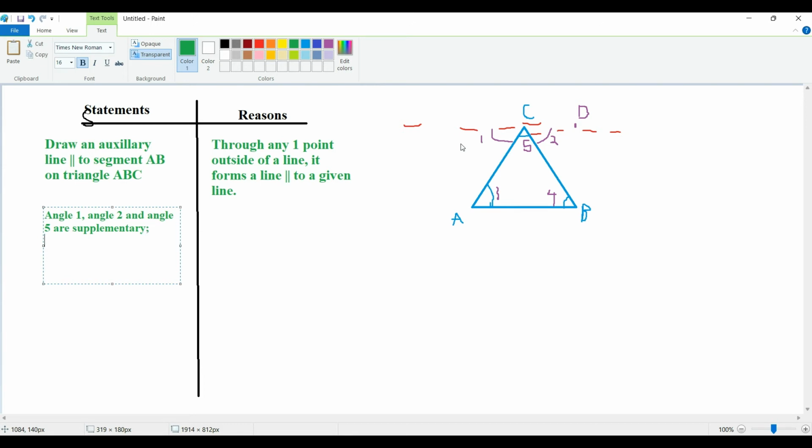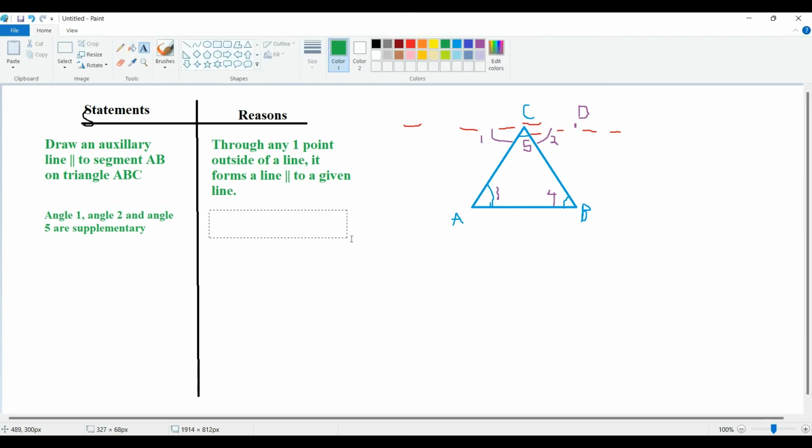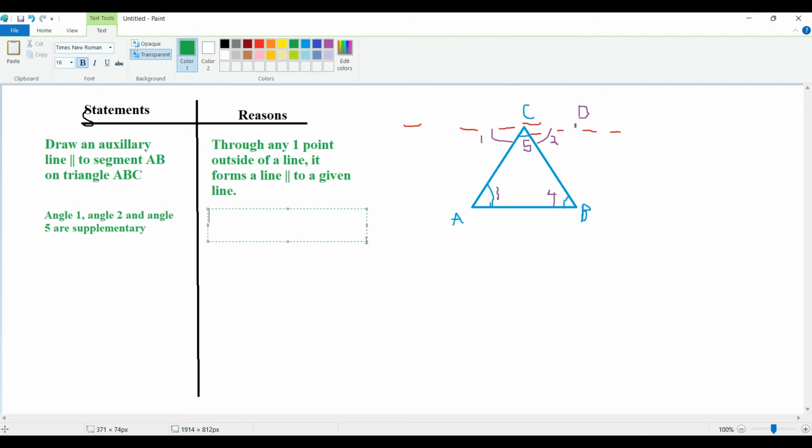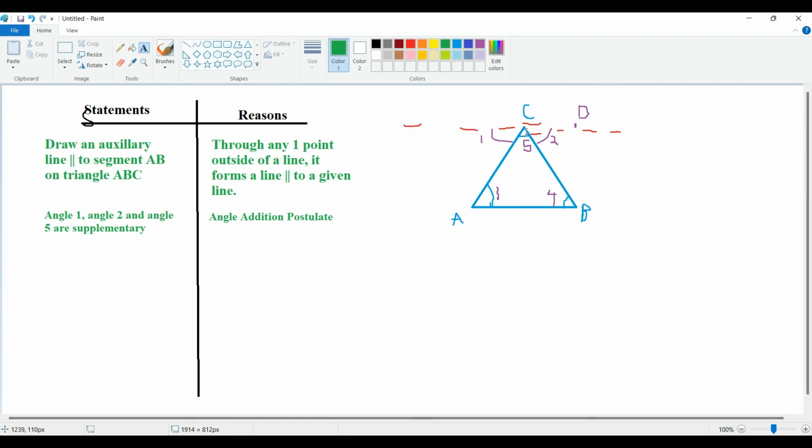Then, a semicolon, or actually we can go on to write the reason first. The reason would be the angle addition postulate, my bad. Angle addition postulate. Now the angle addition postulate is a postulate that states when you add two or more segments or angles together, you get a certain number, right? Or in this case it would be supplementary angles.